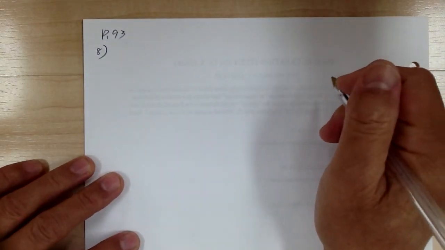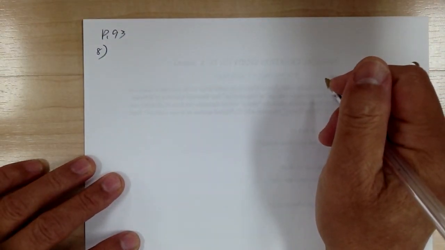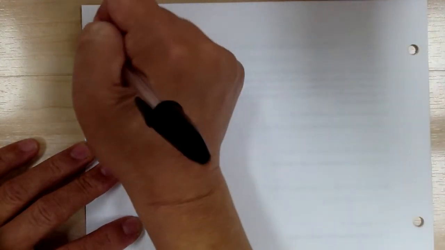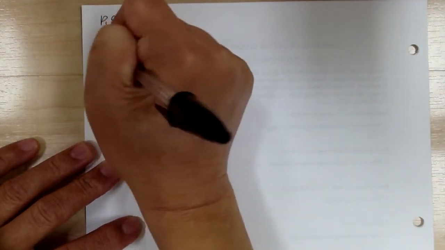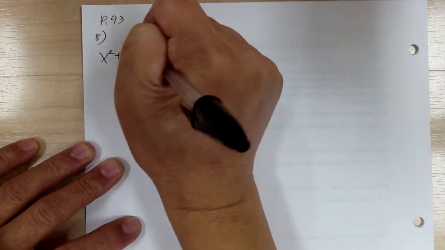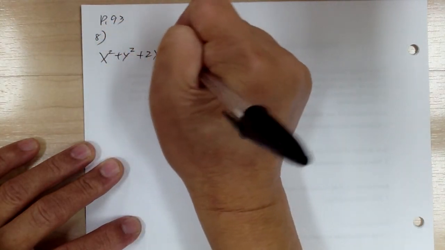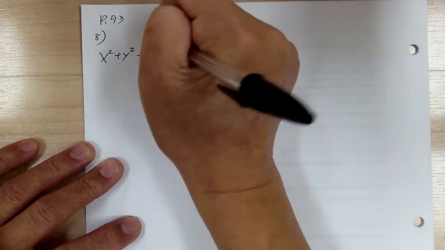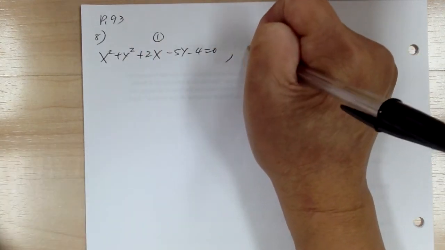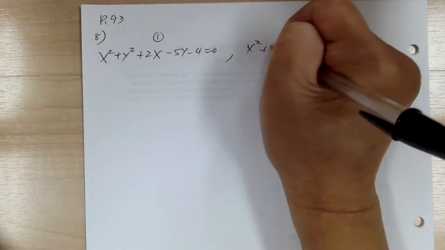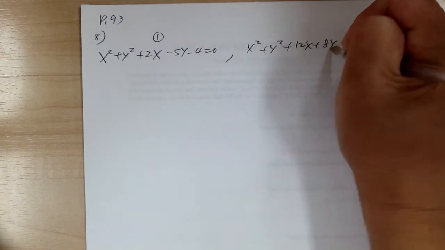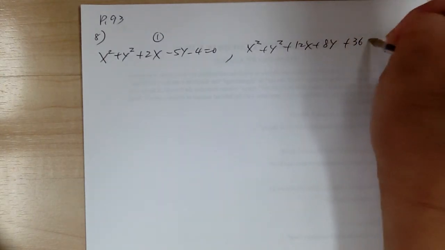Okay, number 8. So it's just like number 6. It's the same thing. So first, let's go and do the circle. So you got x squared plus y squared plus 2x minus 5y minus 4 equal to 0. So that's your equation 1. Then your second equation is x squared plus y squared plus 12x plus 8y plus 36 equal to 0.